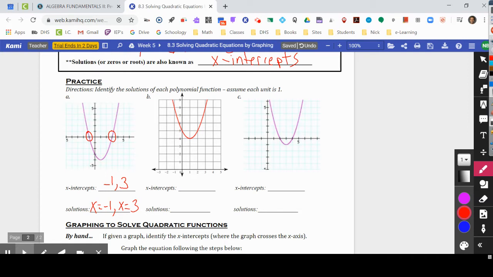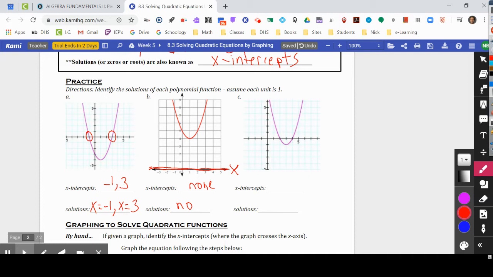All right, let's look at graph B here. So here's my graph way up here in red, but here's my x-axis. Does my graph ever touch my x-axis? No, it does not. So does it have an x-intercept? No, it does not. None. So when a graph does not intercept the x-axis, I have no solutions. It has to cross that x-axis to have a solution.